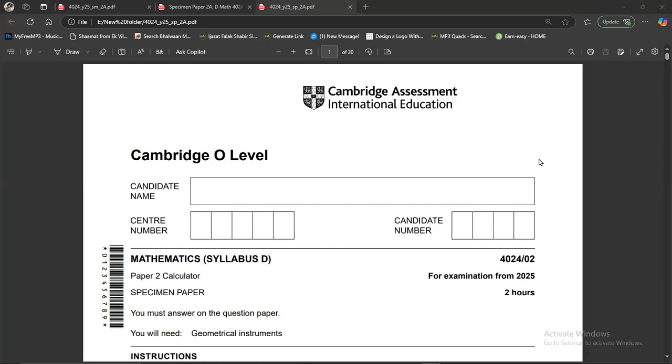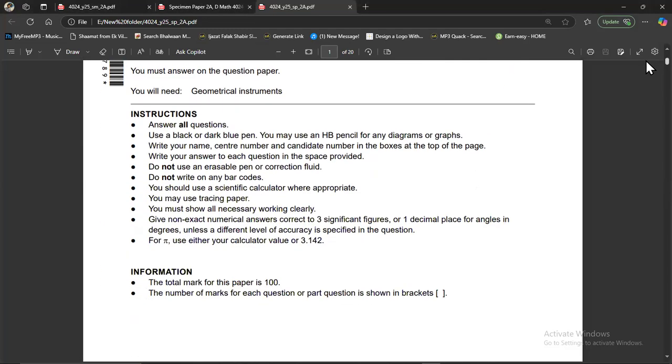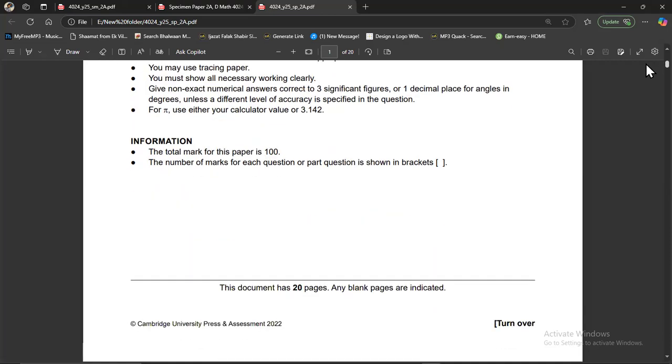On your screen, the specimen paper 2A is showing up. This is for the examination from 2025. It's a sample paper; Cambridge uses the term specimen paper. The time allowed for this paper 2 is 2 hours, and the total marks for this paper are 100. The calculator is allowed in this paper. The value of pi will be taken as 3.142.